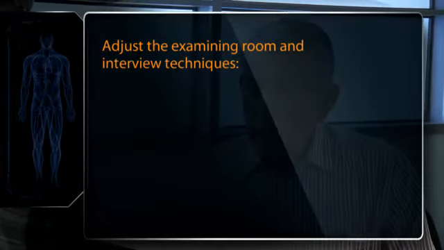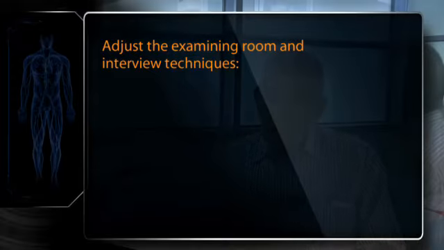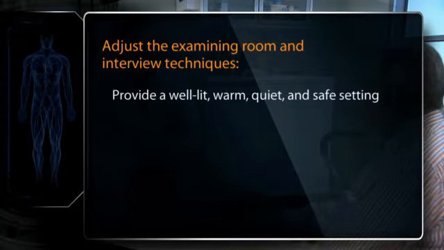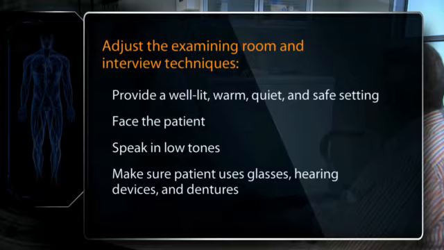Older patients experience physiological changes over time that require the attentive clinician to make specific adjustments to the examining room and their techniques of interviewing. Provide a well-lit, moderately warm setting with minimal background noise and safe chairs and access to the examining table. Face the patient and speak in low tones. Make sure the patient is using glasses, hearing devices, and dentures if needed.